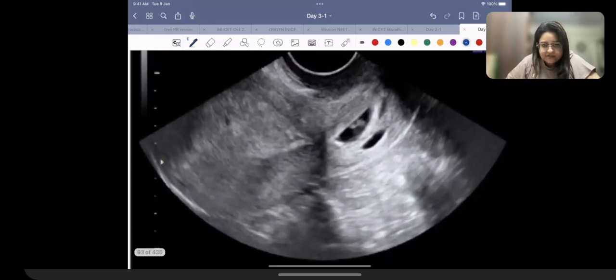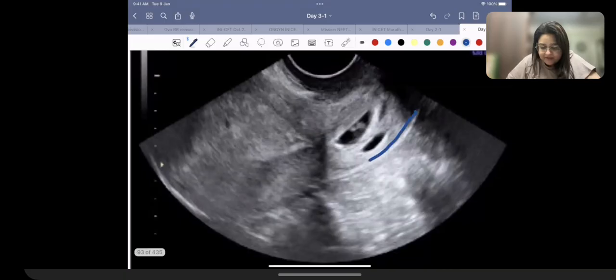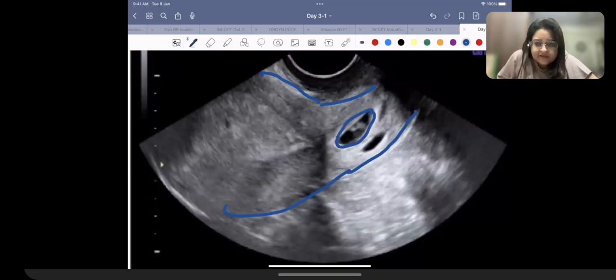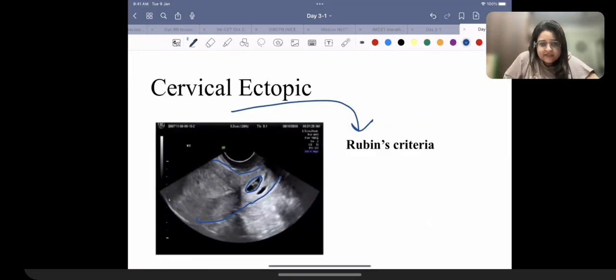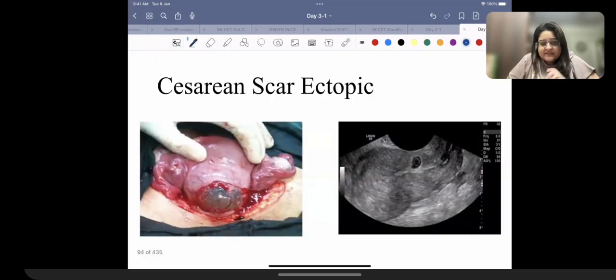Cervical ectopic means the pregnancy is in the cervix. If you look at this ultrasound, this part is the cervix, and here is the uterus. So the pregnancy is in the cervical canal. So Rubin's criteria.